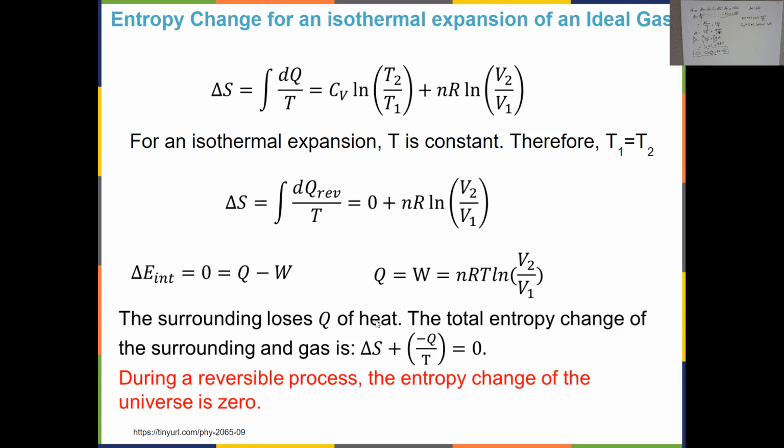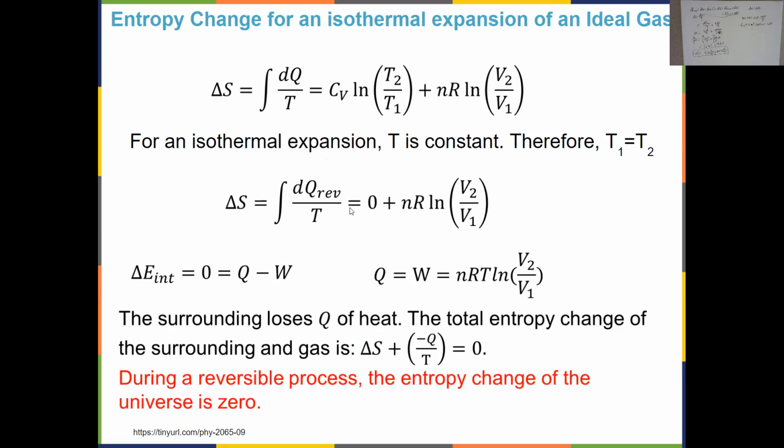Because the gas expands, that means it actually absorbs heat in, right? So the surrounding loses heat. But the entropy change for the gas system is this. For the surrounding, it loses heat, so minus Q over T. So this is for the gas, and this is for the surroundings. So the two add up to be 0. Okay, so this is for isothermal expansion, one of the quasi-static processes that we mentioned earlier.